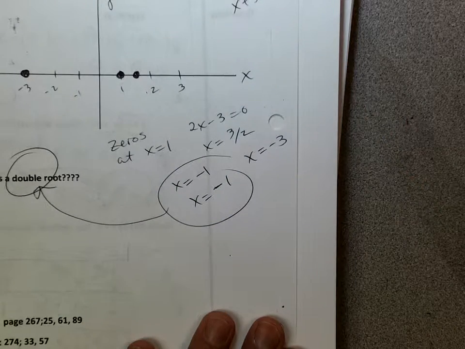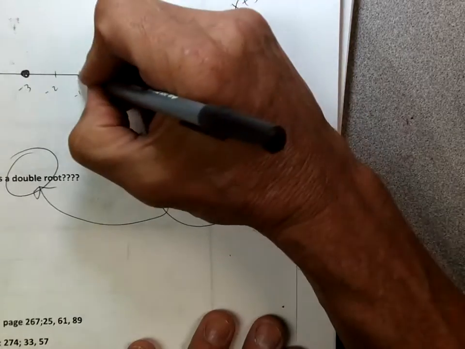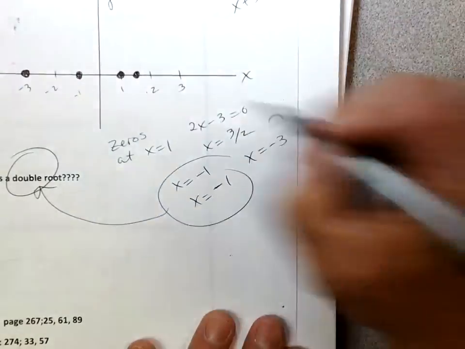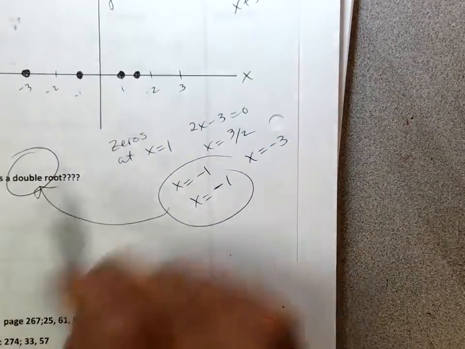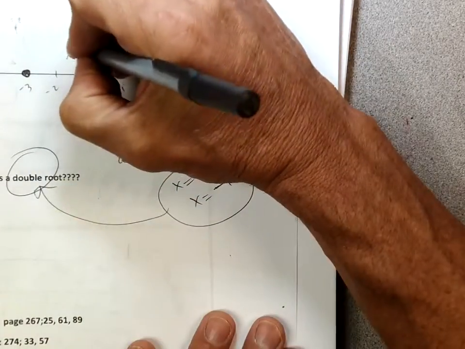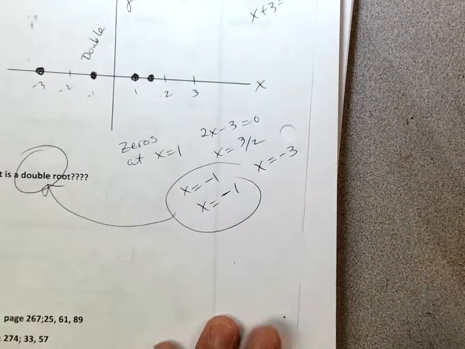And we're going to have a double root at negative 1. So we're going to write this one twice. How do you write it twice? You can't, but that's a double. And I'm going to put, that's a double, okay? How am I doing?